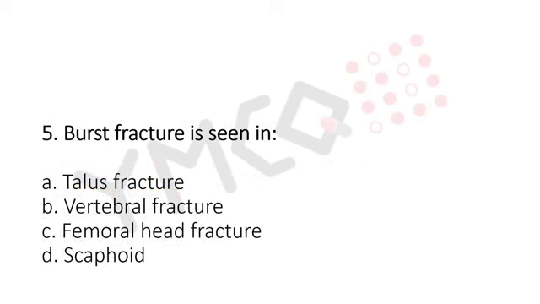Burst fracture is seen in option A, talus fracture, option B, vertebral fracture, option C, femoral head fracture, option D, scaphoid fracture. And the answer is option B, vertebral fracture. Now let's move to question number 6.